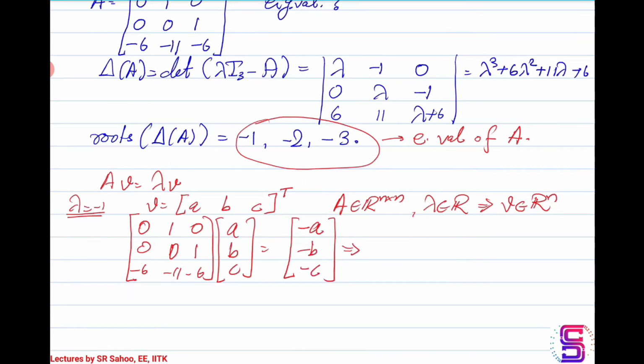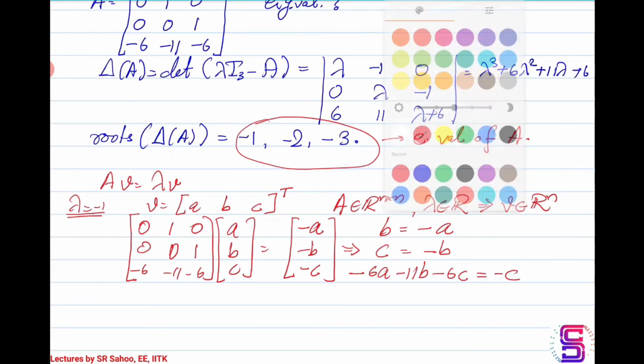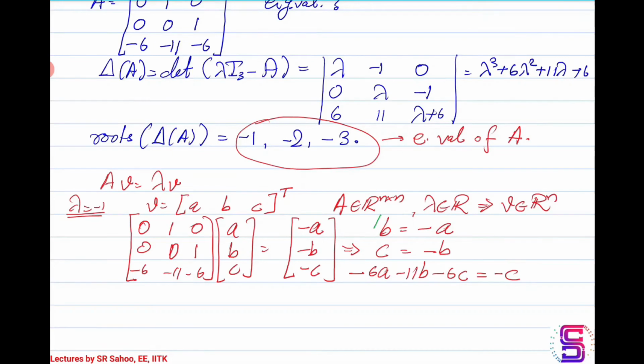So from here you'll get 3 linear equations. The first one, if you see, is saying that b is equal to minus a. The second one says that c is equal to minus b, and the third one says that minus 6a minus 11b minus 6c is going to be equal to minus c.